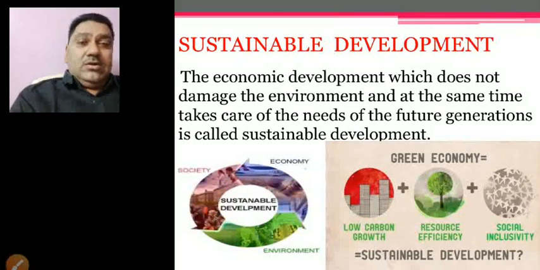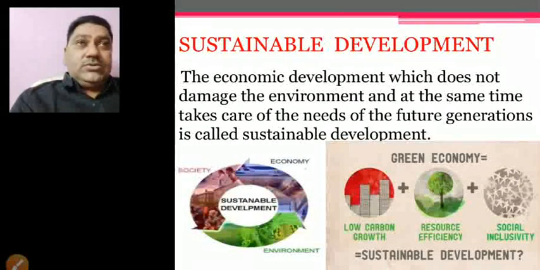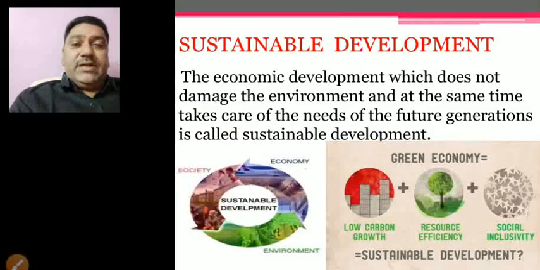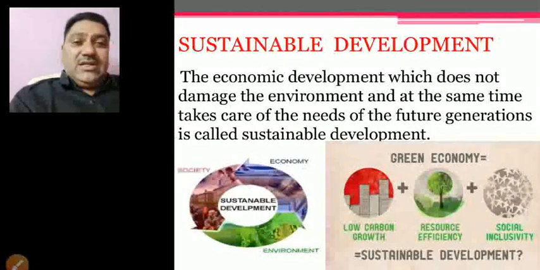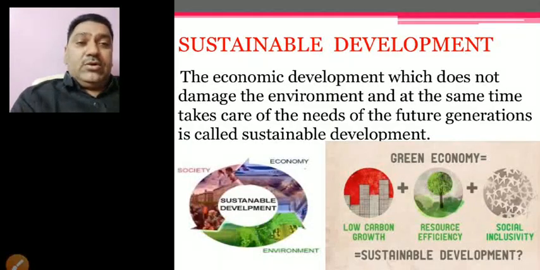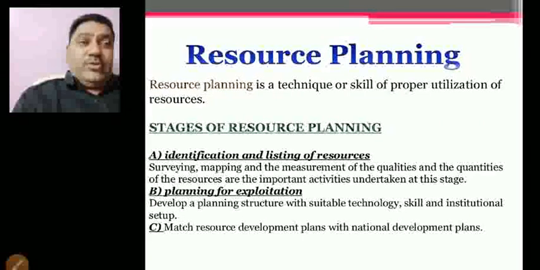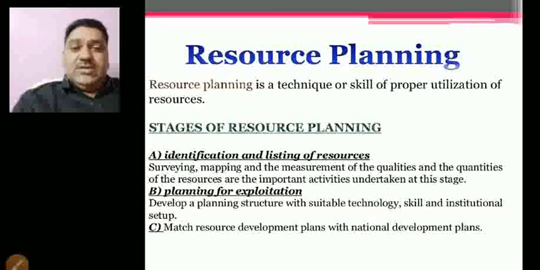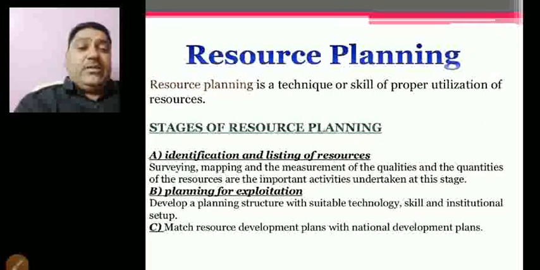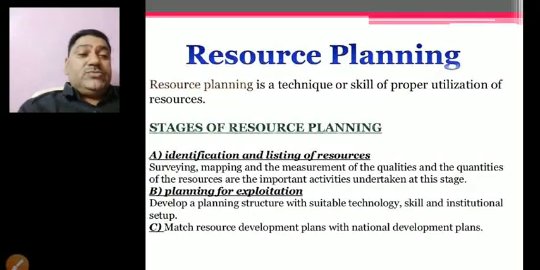In your box item, you have first Earth Summit at Rio de Janeiro, and then Agenda 21. So, these two topics you can read on your own and make out your own points. Now, how to solve the problem of indiscriminate use of resource? One, of course, we have discussed sustainable development. Apart from that, we have resource planning. So, resource planning is very important to make proper use of resources.